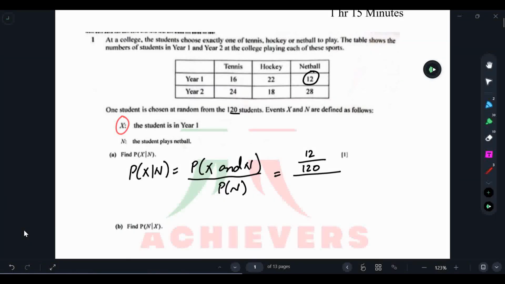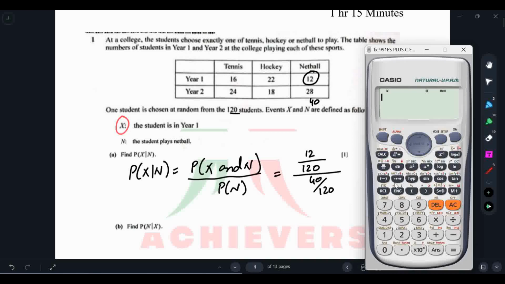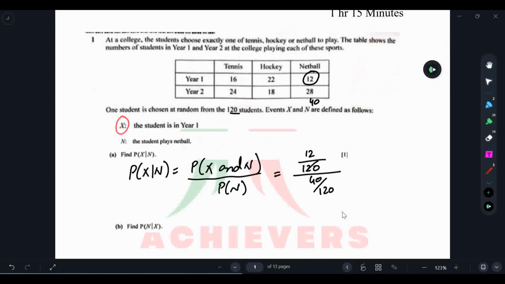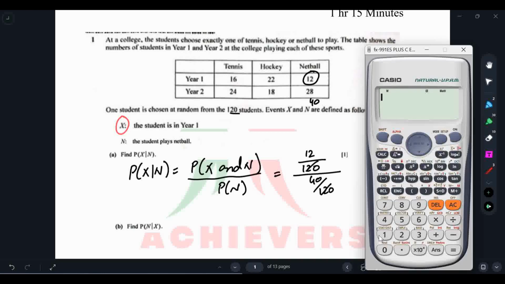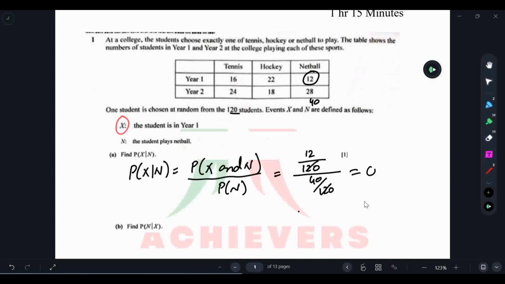Now for the next one, probability of N. Now probability the student plays netball. The total number of students who play netball will be 12 plus 28, which is 40. So 40 divided by 120. Now if we simplify it, we can cancel out these two. So this will be 12 divided by 40, which equals 0.3. So 0.3 will be the final answer.